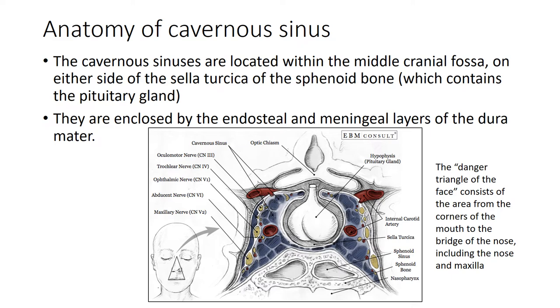This diagram is to show the danger triangle of the face, or the danger zone of the face, which consists of the area from the corner of the mouth to the bridge of the nose. So infection from this particular area can have a direct communication to the cavernous sinus area.